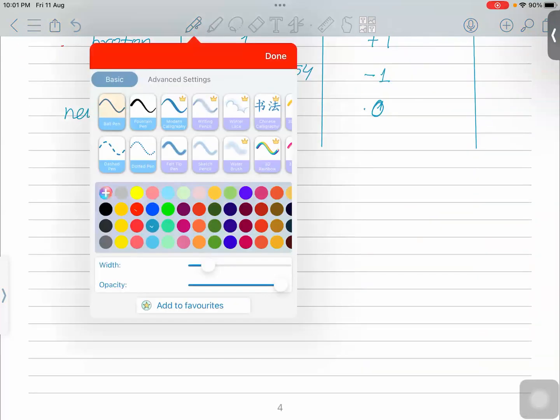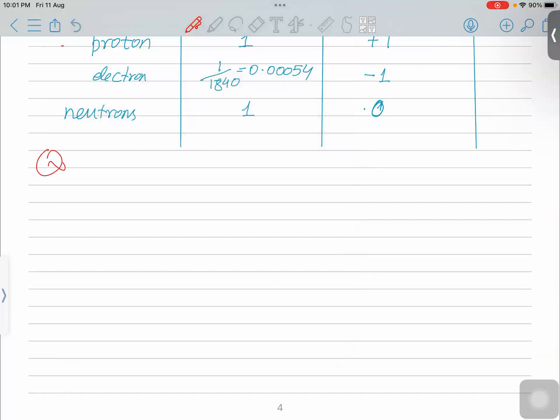Now, next question is, can you tell me where do you have electron and proton? Neutron and proton? Sir, in the nucleus. In the nucleus. So they are also called nucleon because they lie in the nucleus.